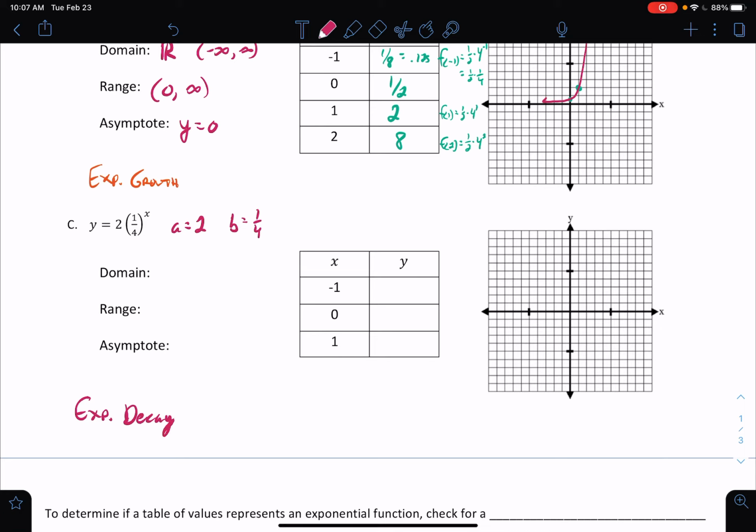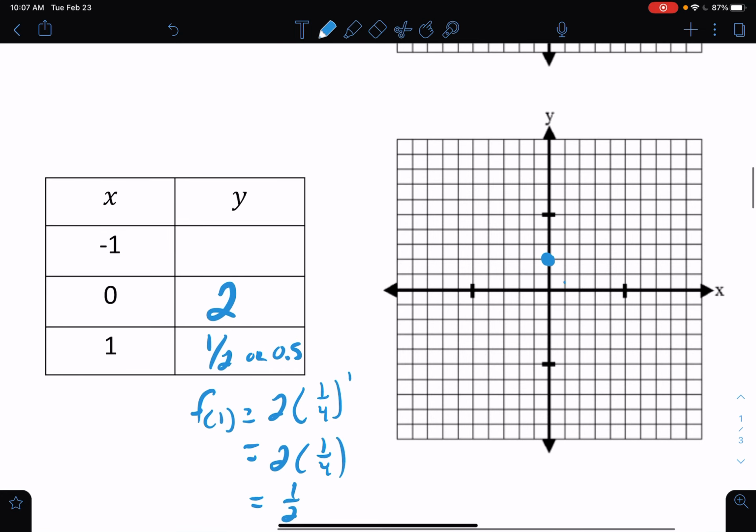All right, with the a value being 2, that's my y-intercept, so 0, 2. Now, if I plug in 1, so f of 1 is going to be 2 times 1/4 to the first. So that's going to be 2 times 1/4, which is going to give me 1/2, or 0.5. So if I plug in 1, I get out 1/2. It's going to be right there.